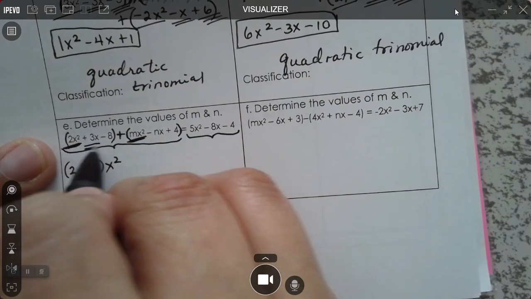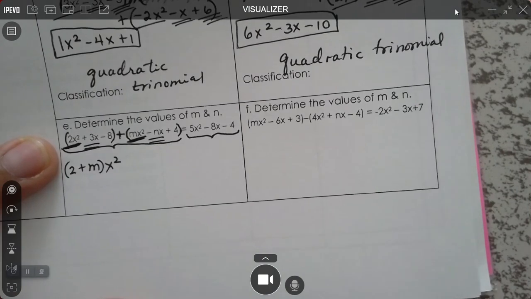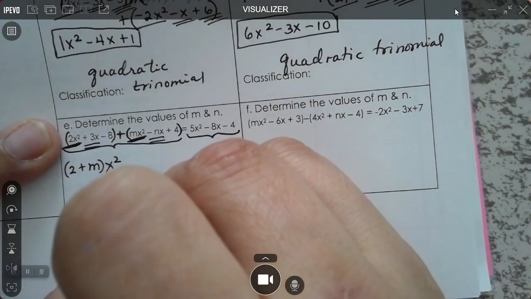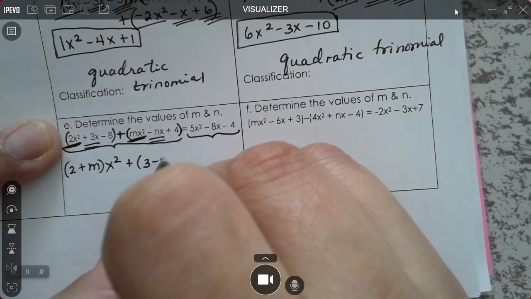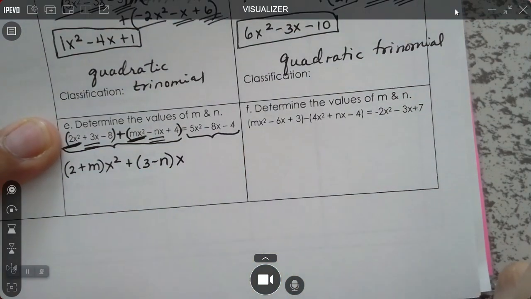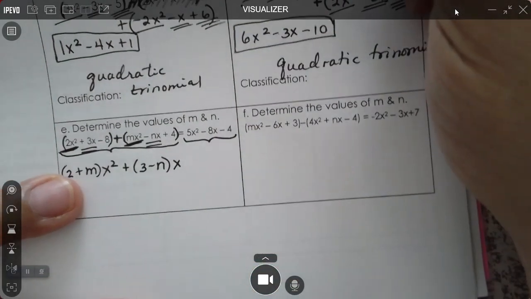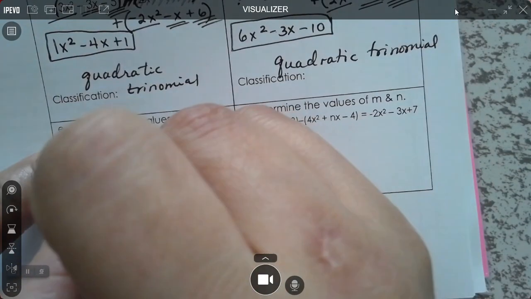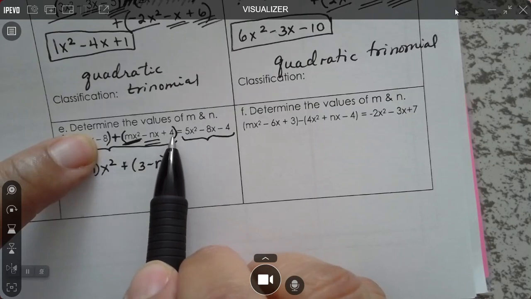All right, this 3x and minus nx. They both have a single x, so I'm going to combine the coefficients, right? So what is 3 add negative n? Number sense. If we can do this with regular integers, we can do this with variables. Now the constants are going to go easy on us because that's a negative 8 add a positive 4.